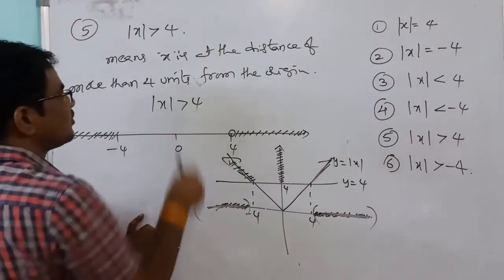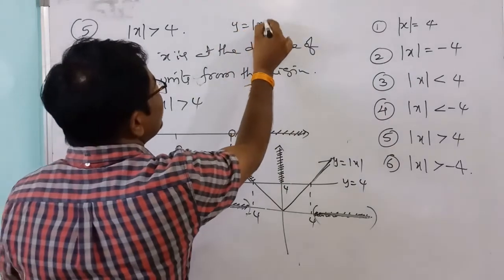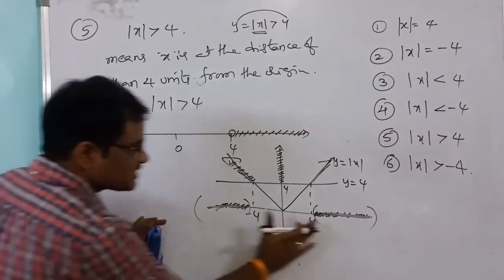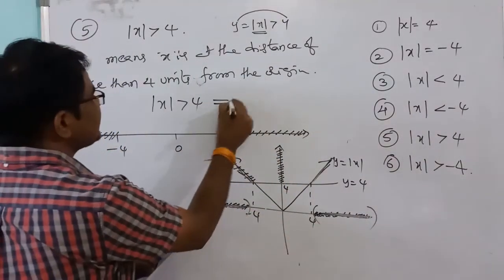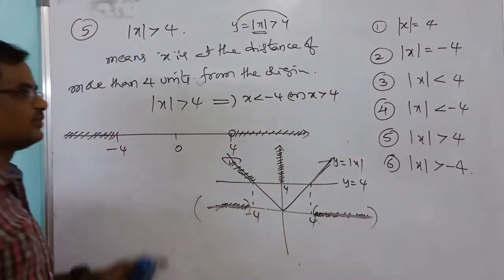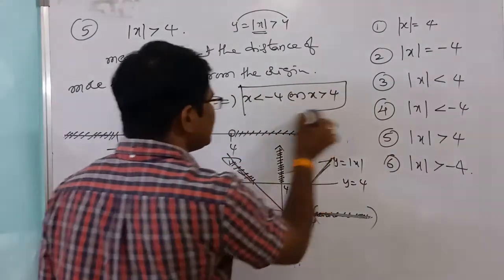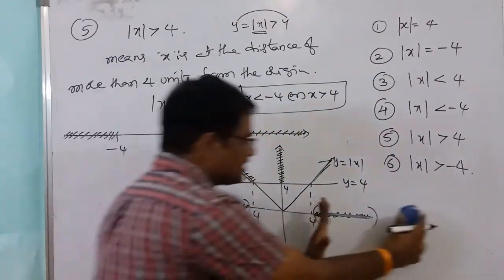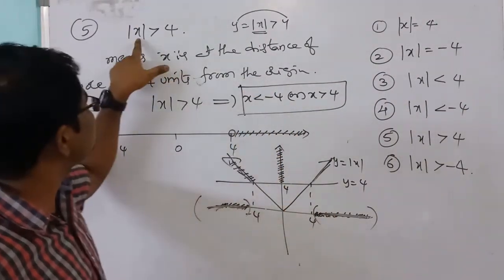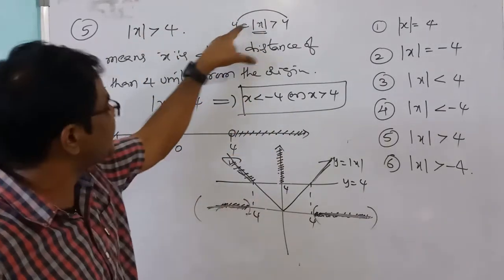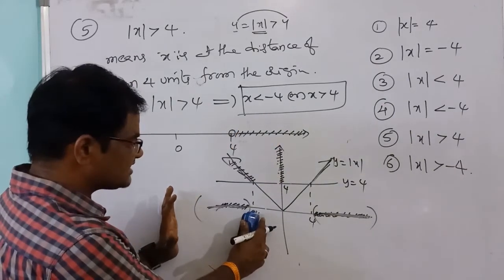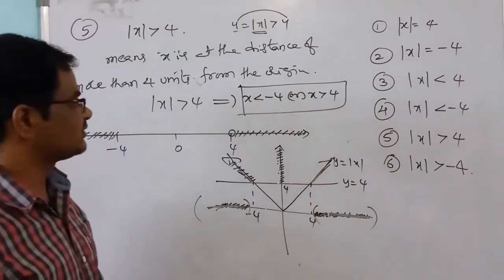Mod x greater than 4 means nothing but y equal to mod x greater than 4, means y greater than 4. Means what are the existence of x values? Less than -4, greater than +4. Means it can be written as x is less than -4 or x is greater than +4. x less than -4 means these values for x exist, and these values for x exist, because here y is greater than 4, which means mod x is greater than 4, means y value is there, so x values exist less than -4 and greater than +4, right?